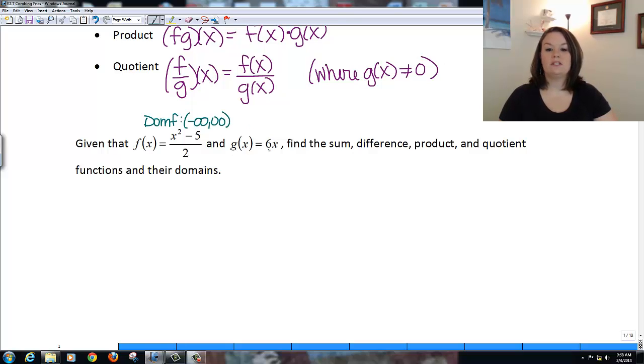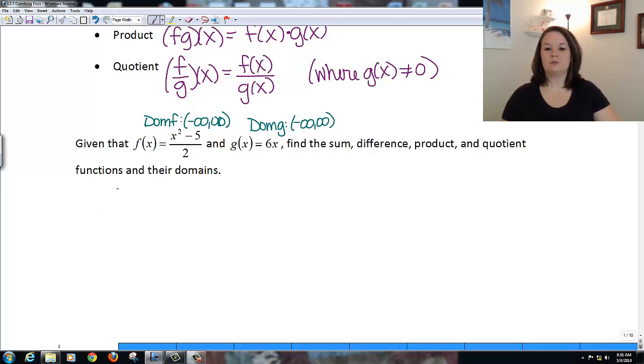Okay. Same thing with g of x. I don't have a variable denominator and I don't have an even root. So that means that the domain of g is going to be negative infinity to infinity. So here I have no restrictions on my original functions. So when I combine them, hopefully that will mean I don't have to worry about too many domain modifications. So let's go ahead and find each of these new functions and their domains.